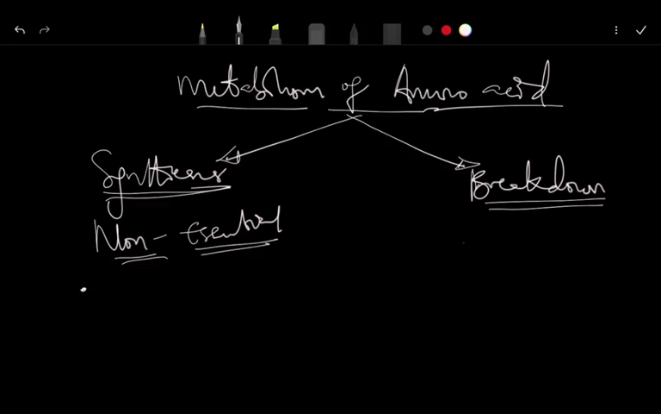But for the breakdown part, all amino acids can be broken down. So our main focus today will be on this breakdown. Let's say if we want to break down an amino acid, what is the first thing to do? If we want to catabolize an amino acid, what is the first thing to do?